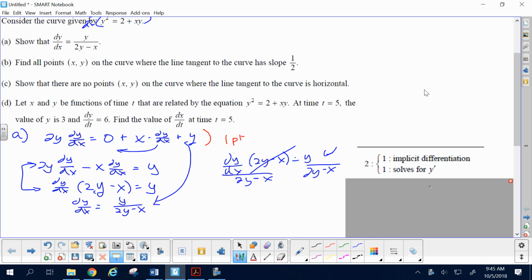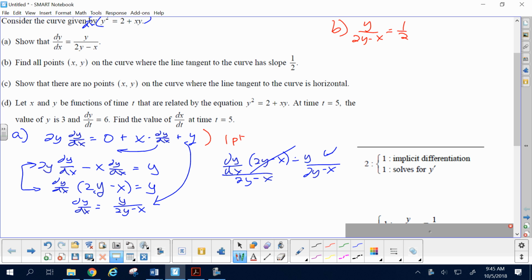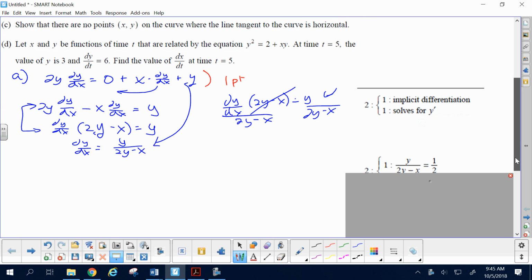All right, B. Find all points on the curve where the line tangent has a slope of 1/2. What did you do? You set the derivative equal to 1/2. Okay. I would bet anything that just writing that, not doing anything else, is 1 point.